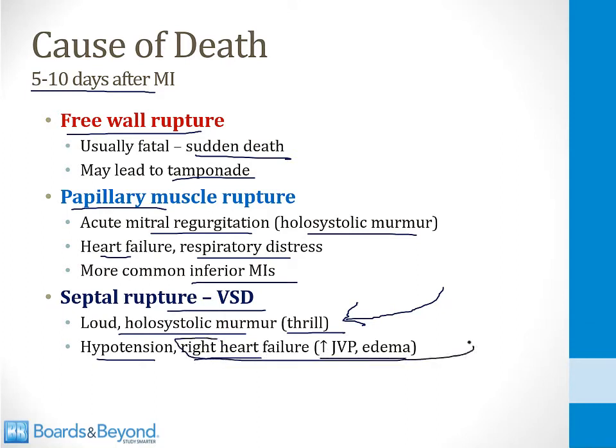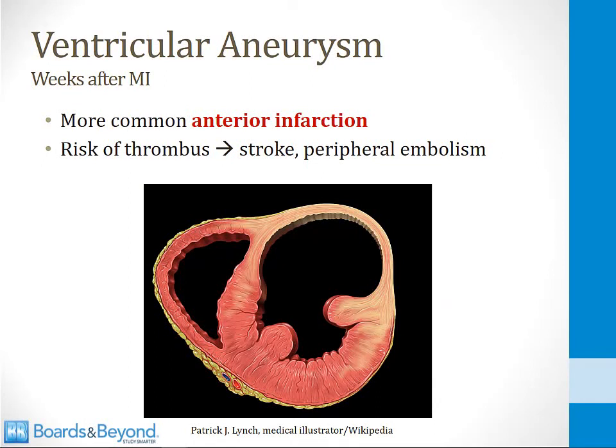All of these things are occurring because the right ventricle is being overloaded with blood from the left ventricle because of the hole in the ventricular septum. Weeks after a myocardial infarction, a ventricular aneurysm can form. In an aneurysm, myocardial wall has been replaced with scar tissue, and that scar tissue can bulge outward. This is shown in this drawing on the screen here.